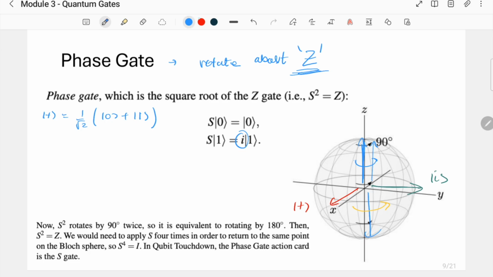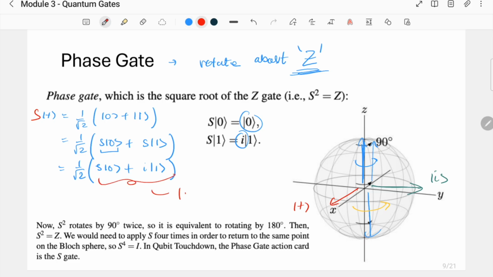So let's apply our S gate on plus. We keep this as the same, we don't interfere with this. We apply S on 0 and S on 1. This is because we can linearly distribute the gate. This is the property of a quantum gate, which we discussed earlier. So what does it do to 0? It does nothing, it remains 0. What does it do to 1? It attaches iota to 1. And if you remember, this state is nothing but iota. So we get the state that we expected to get.